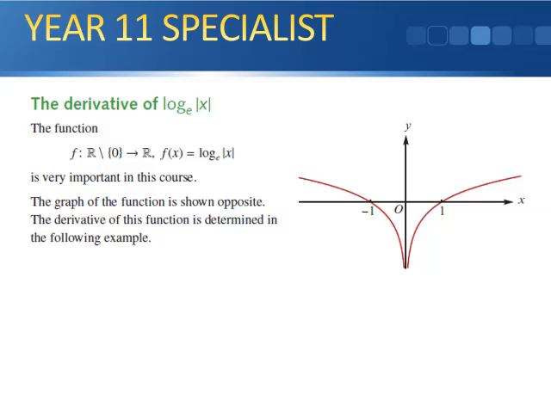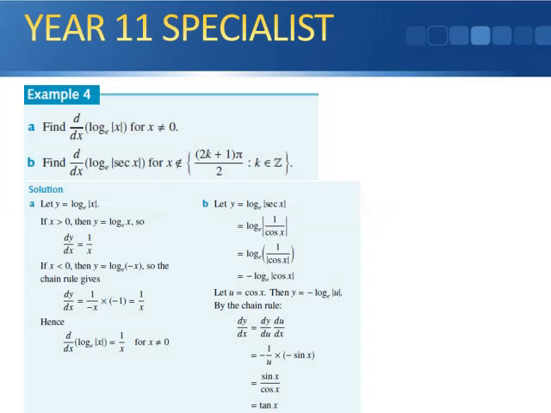Now the derivative of log e mod x, we're going to find this. Now remember that here, it doesn't touch. So I've just done it all for you already. So d dx of log e mod x for x not equal to 0. If we let y equal log e mod x, and if x is greater than 0, then we get y equals log e of x. Differentiating that, we get dy dx equals 1 on x. If we consider when x is less than 0, we've got log e of negative x, and differentiating that gives us 1 on x. So it's the same thing.